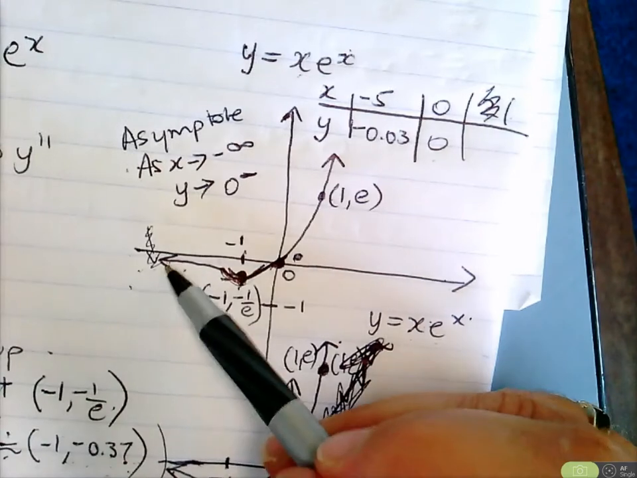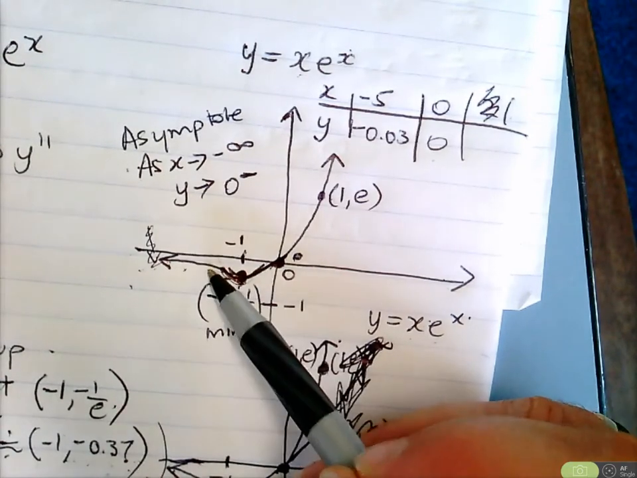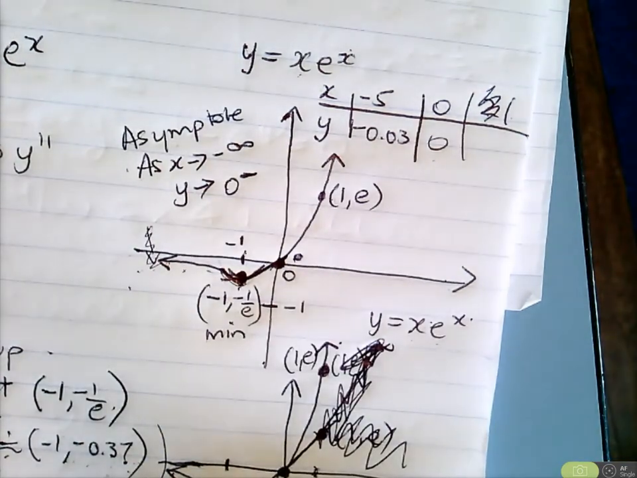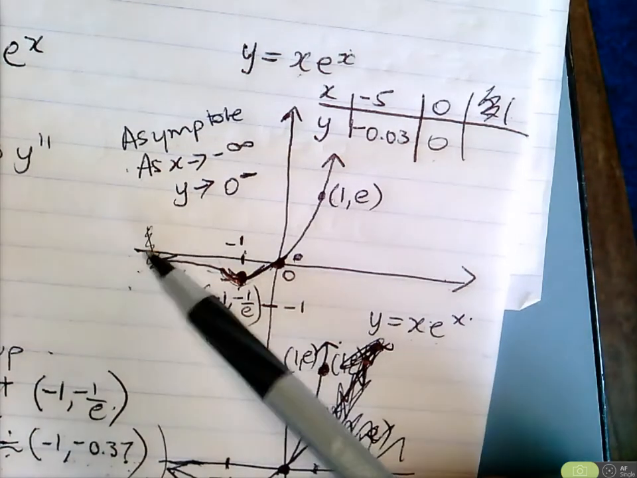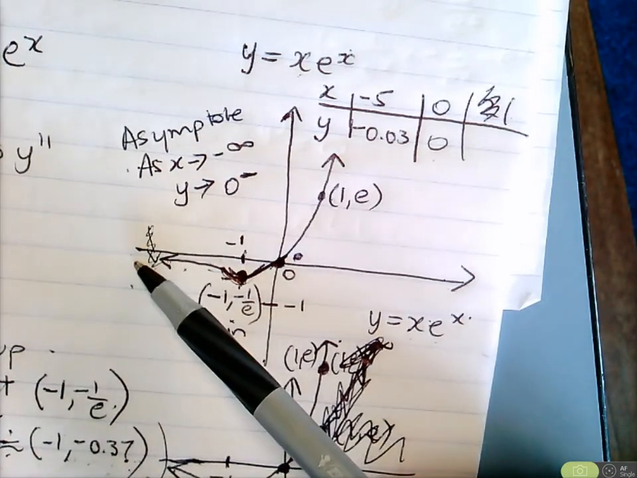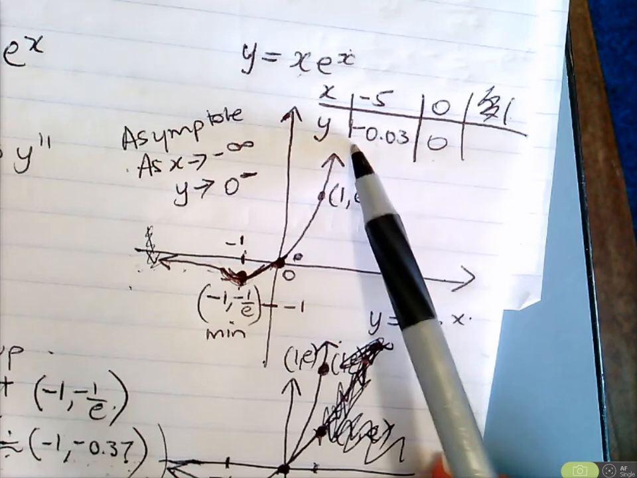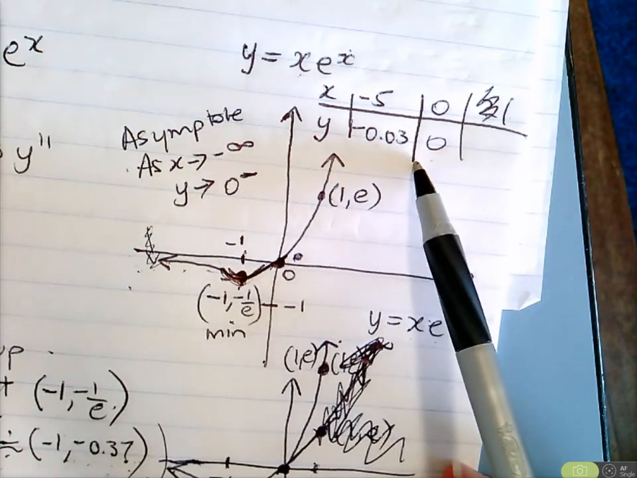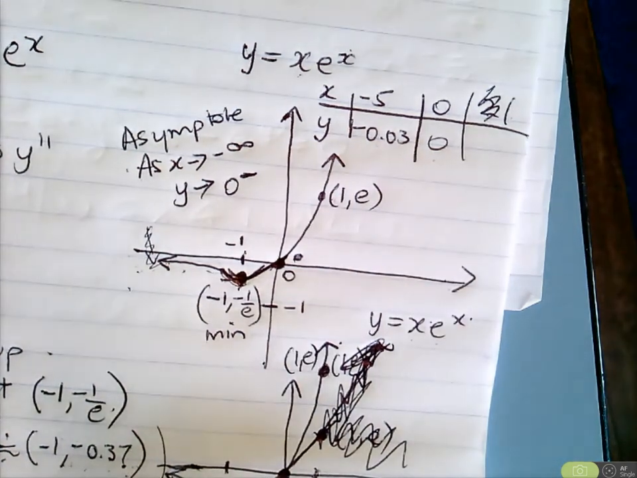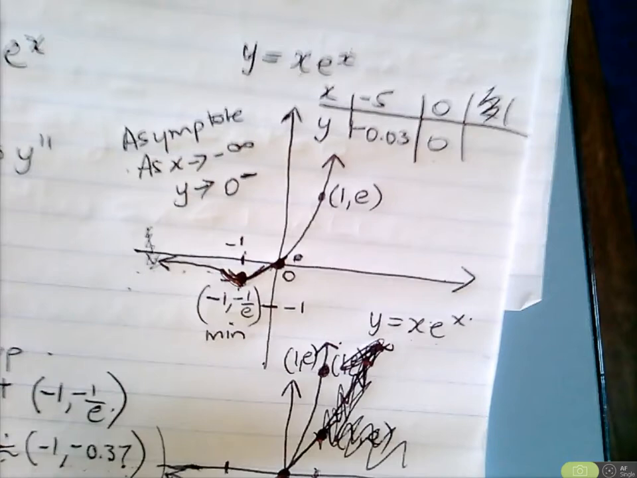I wasn't sure, I knew I had a minimum here, but then I didn't know what happened after that. So we just picked a big negative x value like -5, and we got -0.03 as our answer. So you should always check and see what happens to the curve, okay? Tricky one, that one.